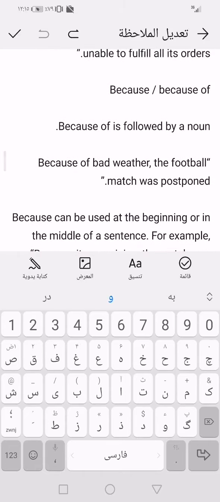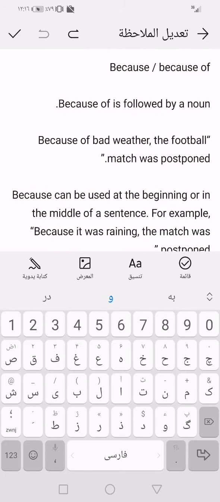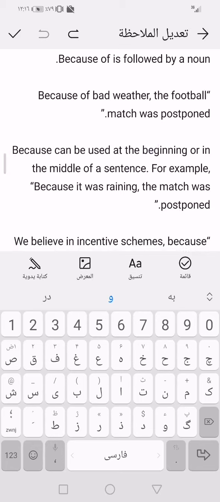نجي على because of is followed by a noun. دائما كلمة because of تتبعها اسم. Because of the bad weather, the football match was postponed. بسبب الطقس السيء مباراة كرة القدم تم تأجيلها. Because can be used at the beginning or in the middle of the sentence. تستخدم كلمة because في بداية الجملة أو في وسطها. For example, because it was raining, the match was postponed.